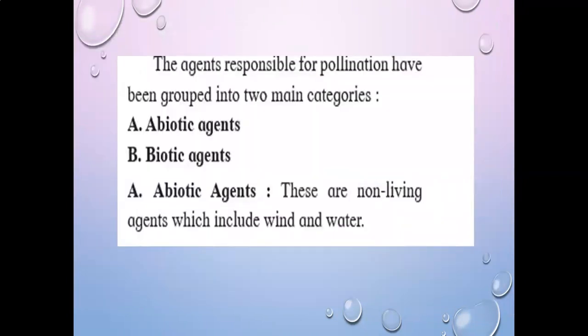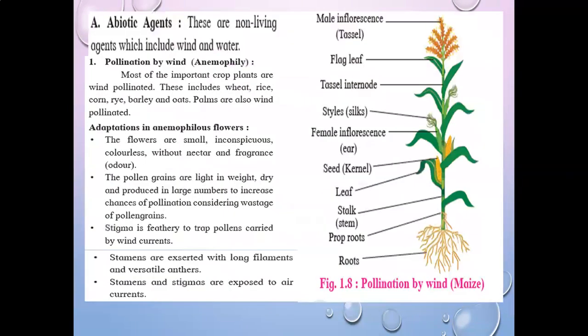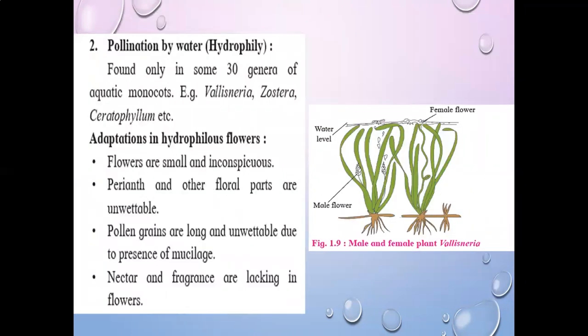Now, there are some agents for pollination. First are the abiotic agents and second, biotic agents. Abiotic agents are non-living agents, and in this type, there are two agents, that is wind and water. Out of this, we have discussed wind pollination, that is anemophily. And now we are starting pollination by water, that is hydrophily. Hydro is the word which suggests water. So up to this we have already discussed.